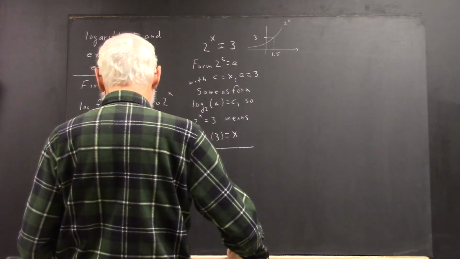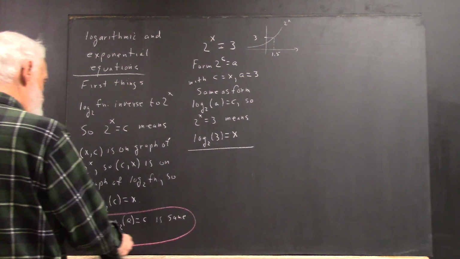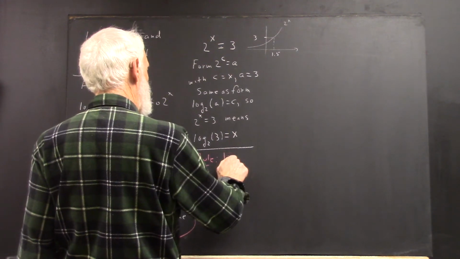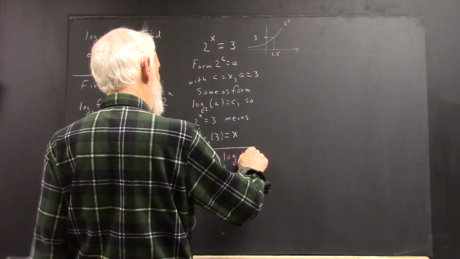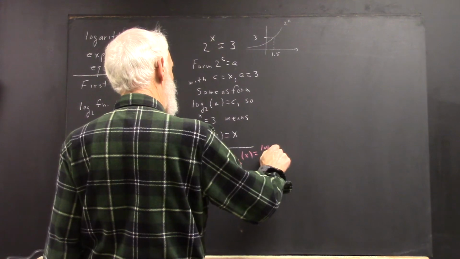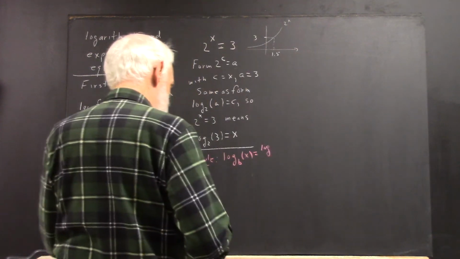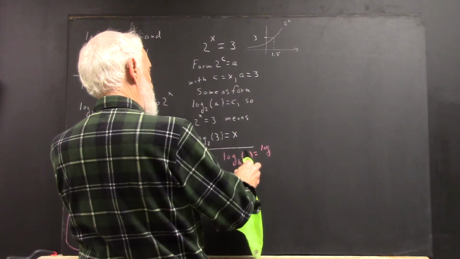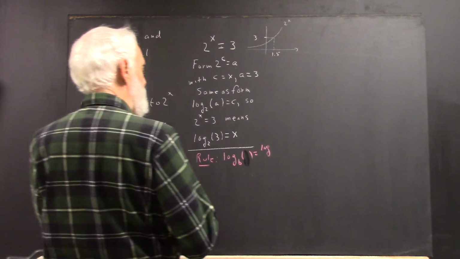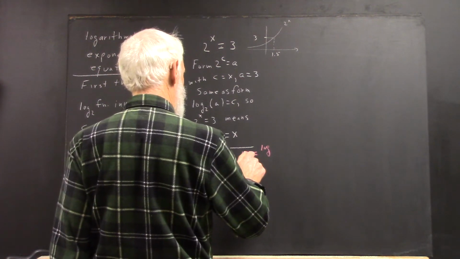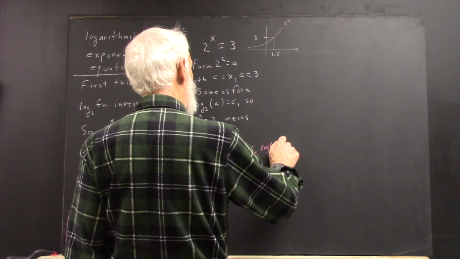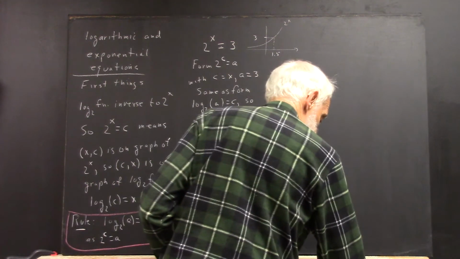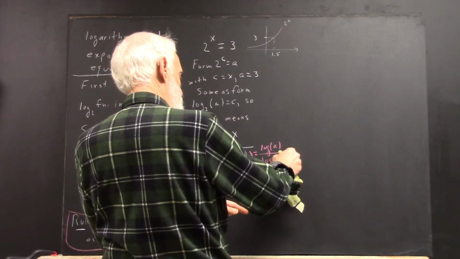I'm going to insert another rule. We'll put a big reddish circle around this. Here's another rule. And I guess I don't want to use x there, that could be confusing. Excuse me, not thinking ahead real well today. Okay. Log base b of a equals the log of a divided by the log of b.